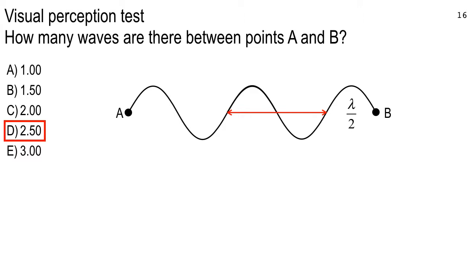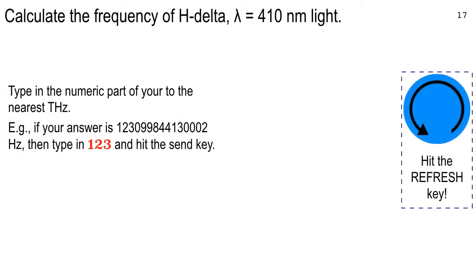Anyway, one bump, like this last one, is a half a wavelength, so we got 2.5. And counting fractions of a wave is important, because you can have 2 waves that are in phase or out of phase. If they're out of phase by half a wavelength, that means they're perfectly out of phase. You have a bump corresponding to a dip. Okay, hit the refresh key. And let's do a numeric problem.